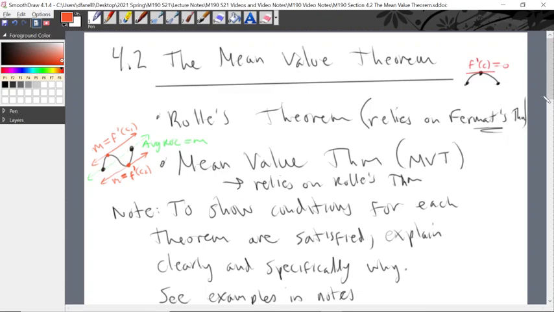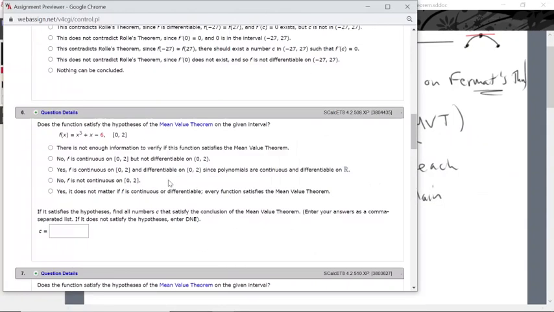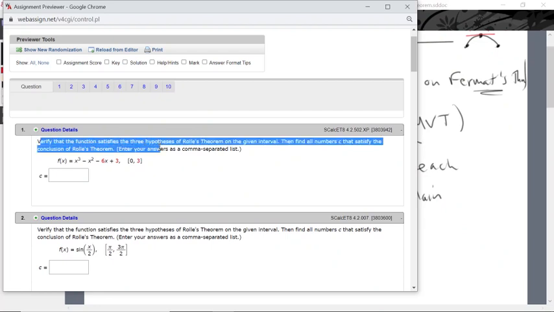Okay. And I mentioned already that for these exercises, you're going to be asked to verify the conditions and then apply the theorem. So for instance, for Rolle's theorem, let's take a look at the homework right here. You can see what I mean. The exercises say, in WebAssign, as well as right from the textbook, as well as on the worksheet I give you, as well as on your exams, for instance, verify the function satisfies the hypotheses of Rolle's theorem on the given interval. Then find all numbers C that satisfy the conclusions.